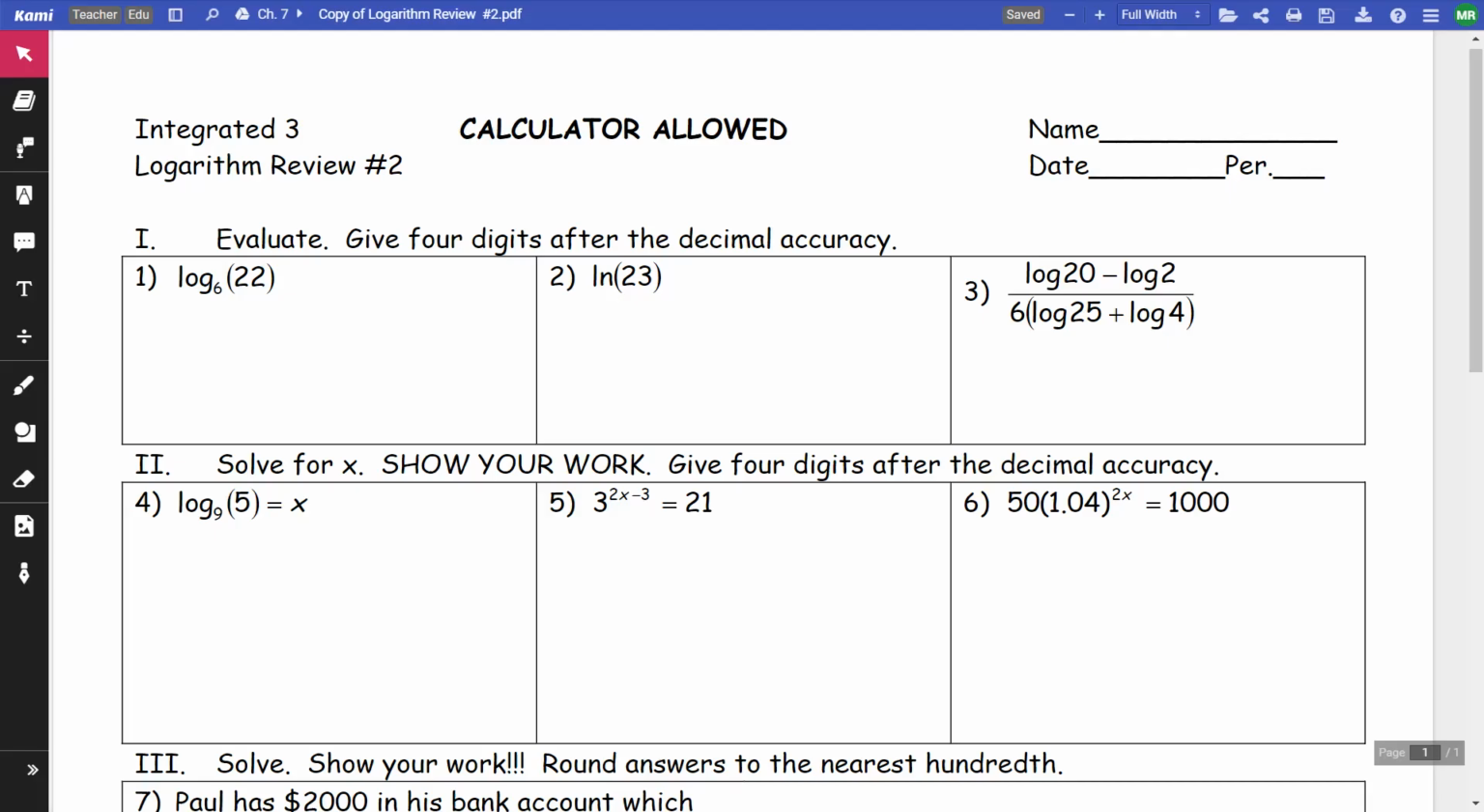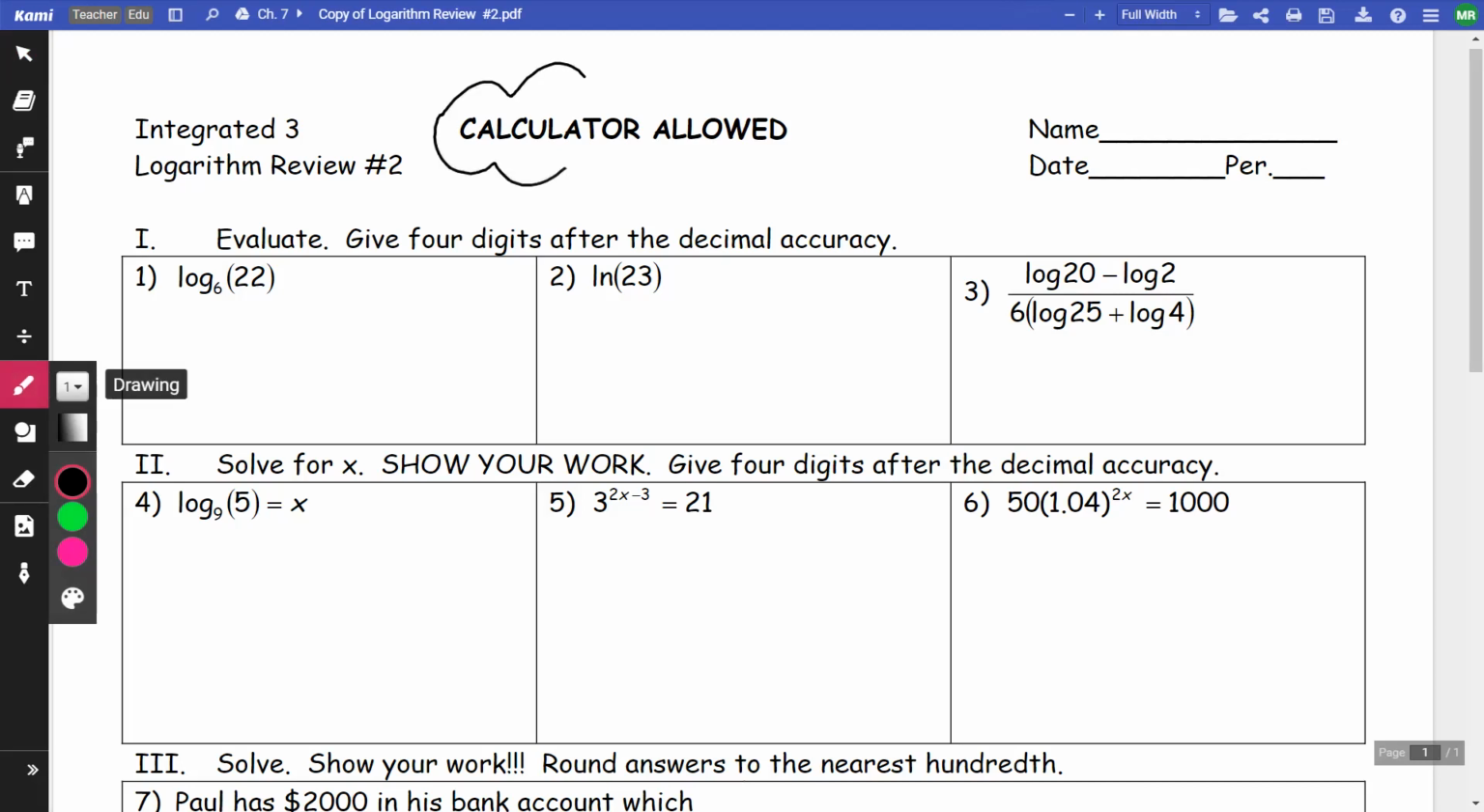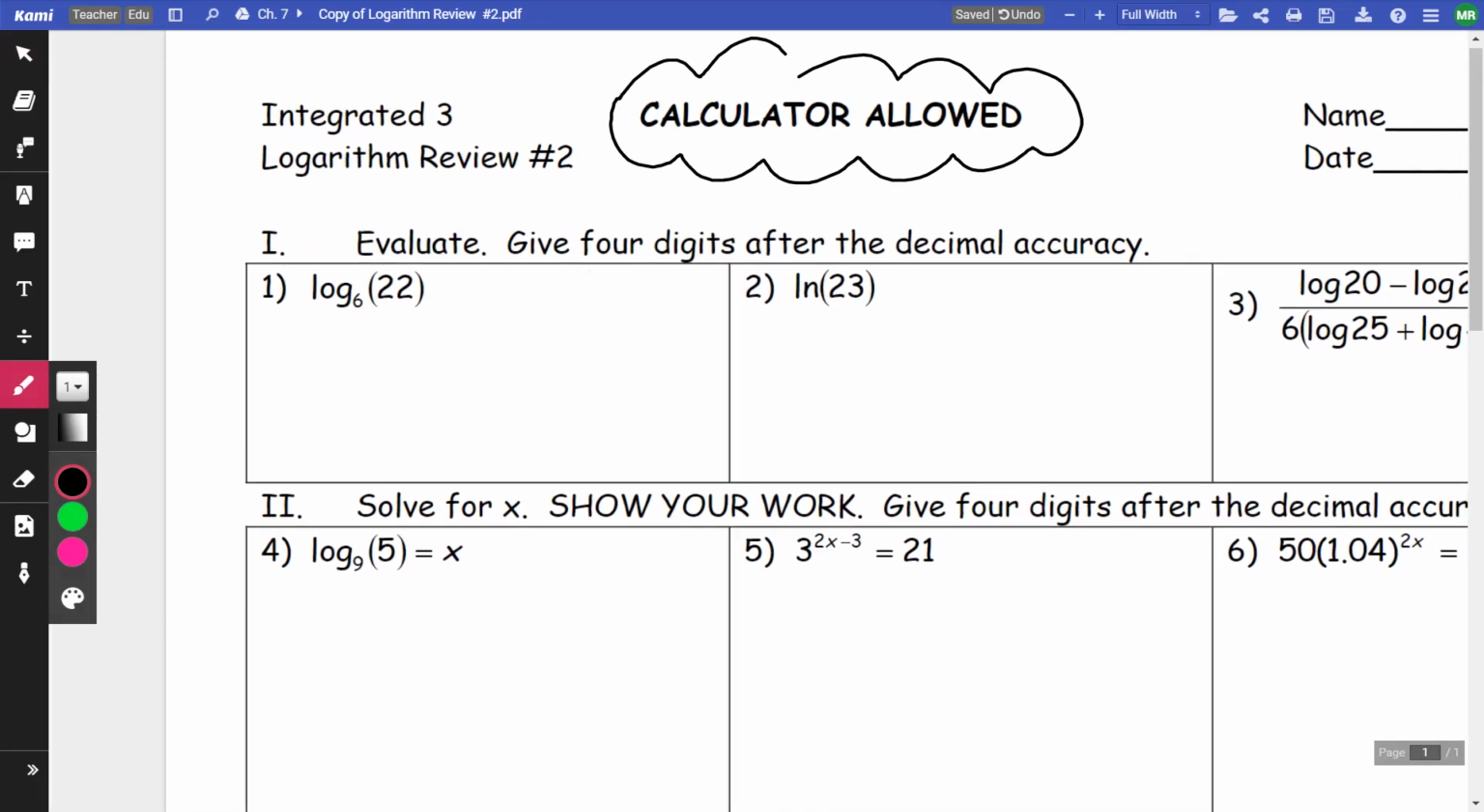Now this video is for Integrated 3. It is logarithm review number 2. This is the second part of the logarithm worksheet, but this one is calculator allowed. So these we're going to be putting into our calculator.